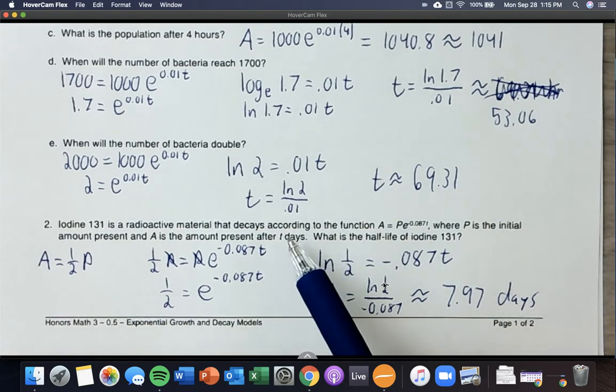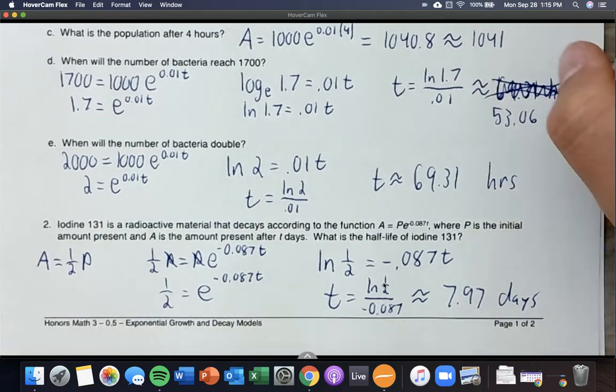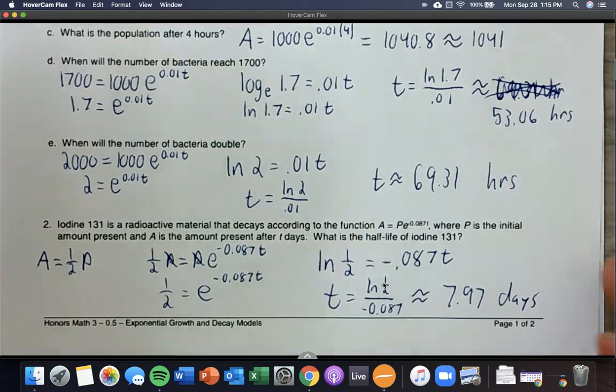It's given that the time is in days, and in the problems before, it was given in hours. So just something to be aware of: the units can change sometimes. So let's keep going.